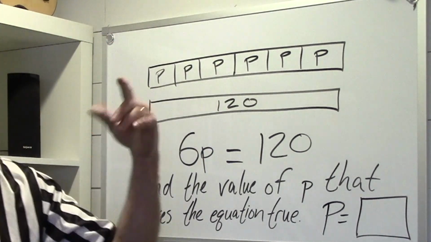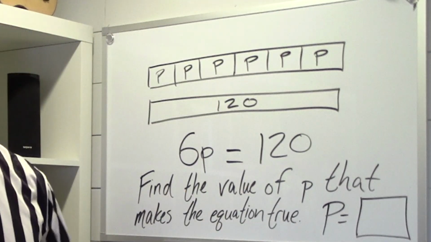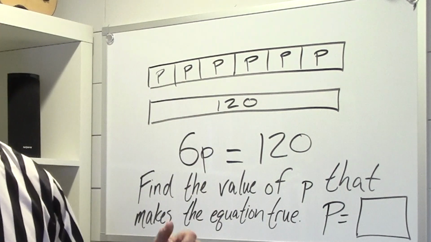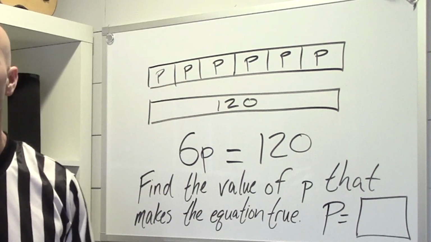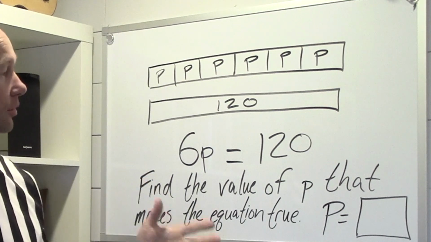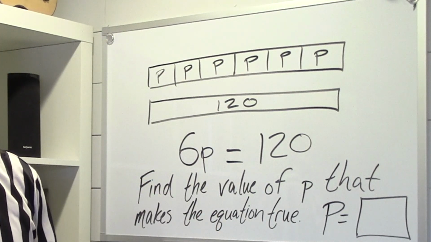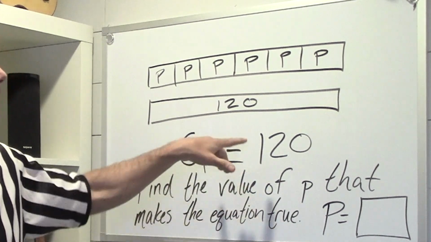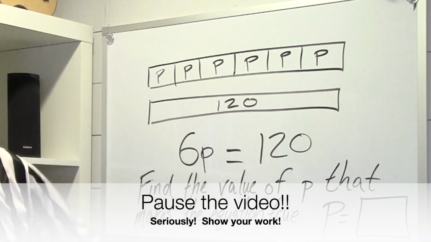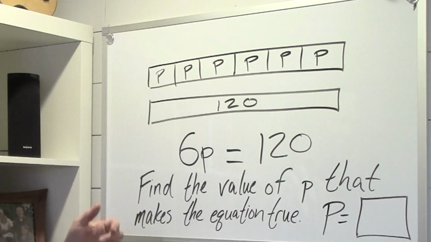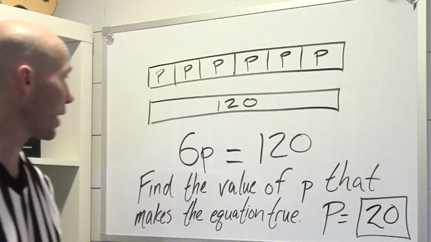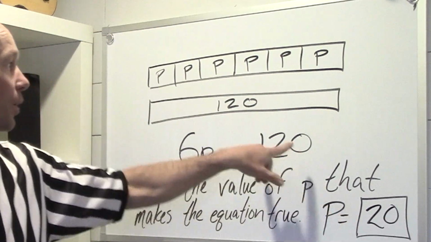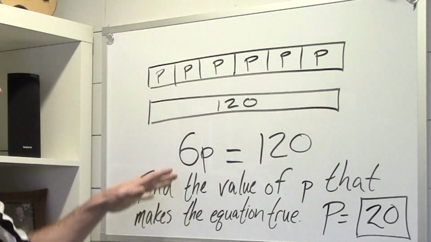Okay, so now we are going to find the value of p that makes this equation true. What value of p makes the equation true? Go ahead and pause the video and write that down. What value of p makes this equation 6p equals 120 true? Alright, so if you put p equals 20, then you are correct because 6 times 20 equals 120.